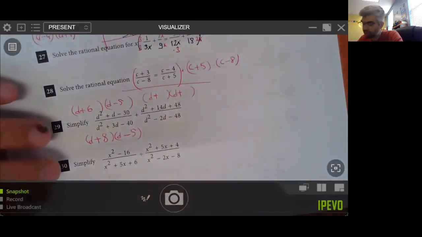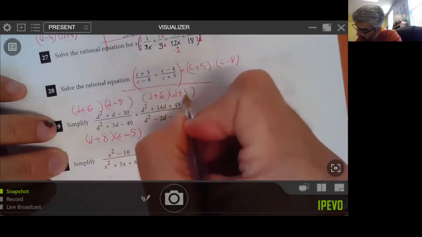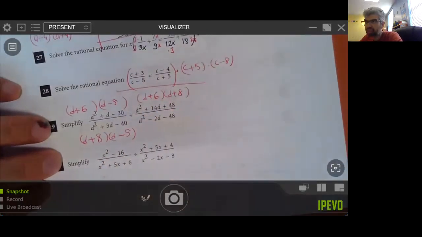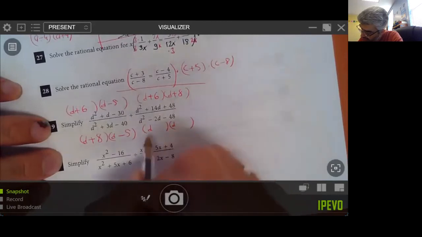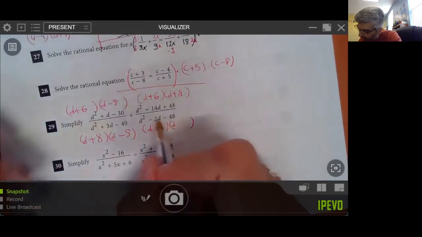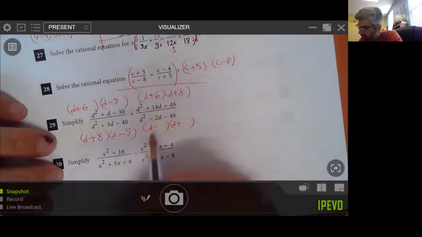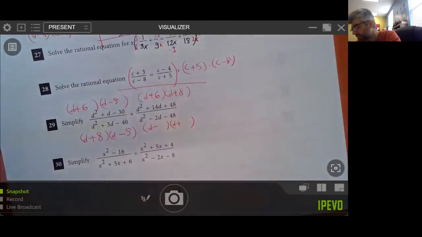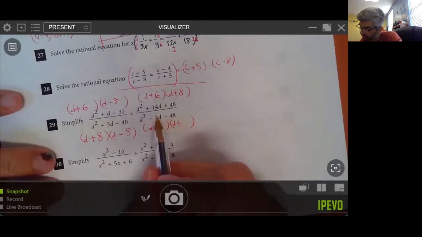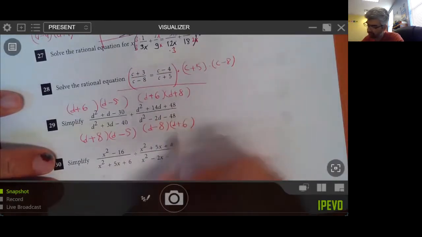6 times 8 is 48, and 6 plus 8 is 14, right? And here we have, okay, so we have minus and plus, 48. It's not 12 times 4, but again 6 times 8, right? Since the difference is 2, in this case, not the sum, the biggest number should be minus. So minus 8, D plus 6.